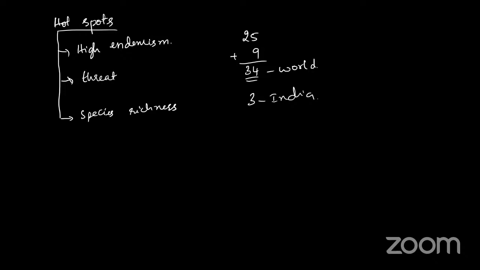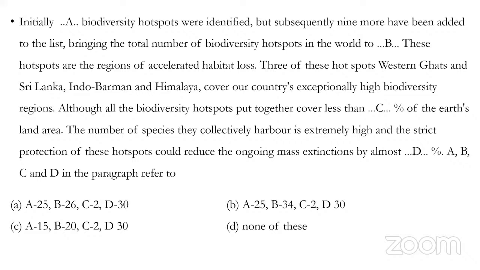What is interesting is that the 34 hotspots identified across the earth represent only 2% of the earth's land area. But by conserving that 2% of the earth's land area, it is possible to reduce the mass extinction by 30%. I'm repeating, hotspots represent only 2% of the area, and if you can conserve that 2% of area with high importance, 30% of ongoing mass extinctions will be reduced. Now I hope you can answer this. Can I get quick answers now?